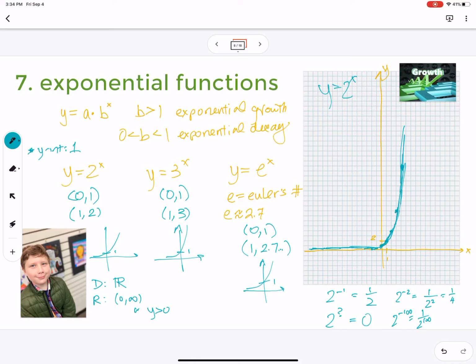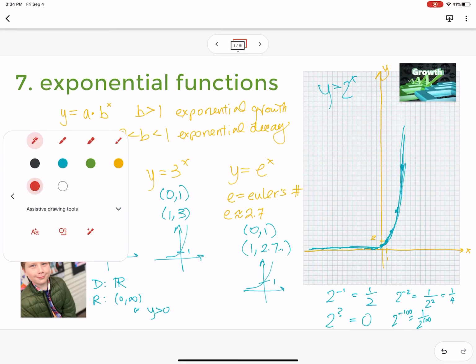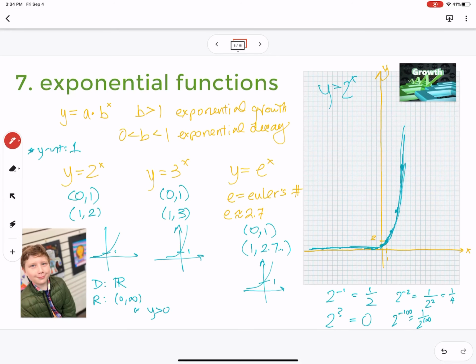That behavior, when you have that on the left side of this graph on the x-axis, is called a horizontal asymptote. There is a teacher in the building who calls them horizontal asymptotes. Please, that's not how it's spelled. Horizontal asymptotes with a T at the end.